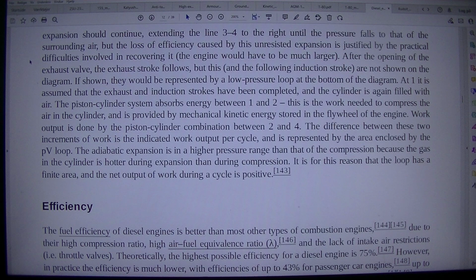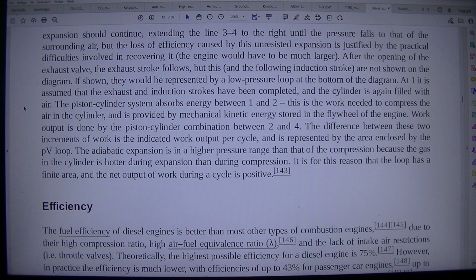After the opening of the exhaust valve, the exhaust stroke follows, but this, and the following induction stroke, are not shown on the diagram. If shown, they would be represented by a low-pressure loop at the bottom of the diagram. At 1, it is assumed that the exhaust and induction strokes have been completed, and the cylinder is again filled with air. The piston-cylinder system absorbs energy between 1 and 2.